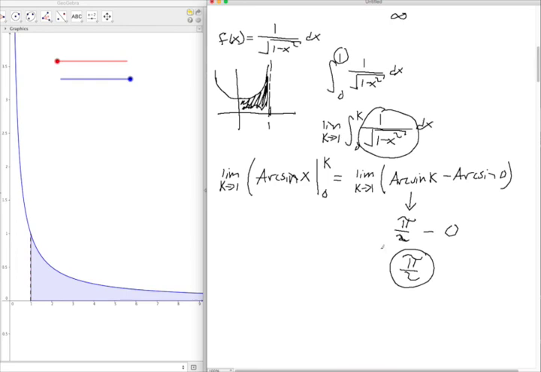Okay? So what I've shown you in this video, and I'm going to put more videos up on this, is the basics of an improper integral, how they work, the two different types, and how you adjust for dealing with infinity.